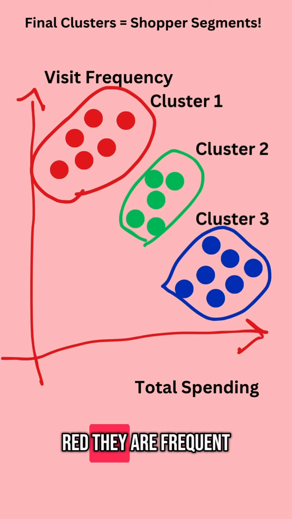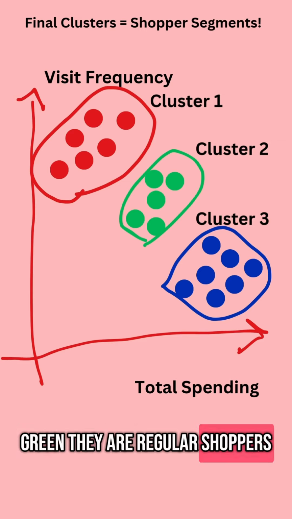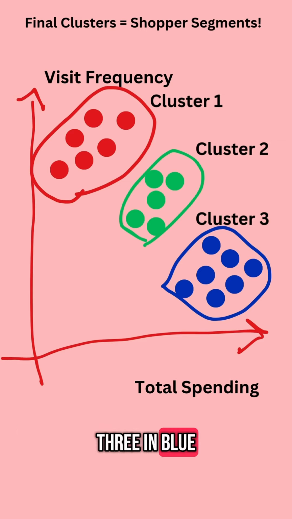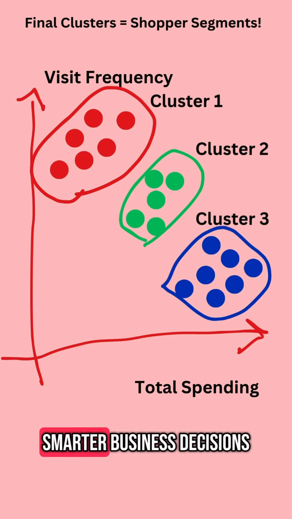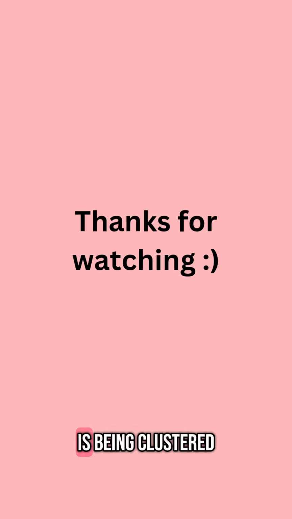Cluster 1 in red, these are frequent low spenders. Cluster 2 in green, these are regular shoppers. And lastly, cluster 3 in blue, these are big spenders. And that's how stores use K-means clustering to organize their shoppers and make smarter business decisions. So next time you're shopping, remember your data is being clustered.